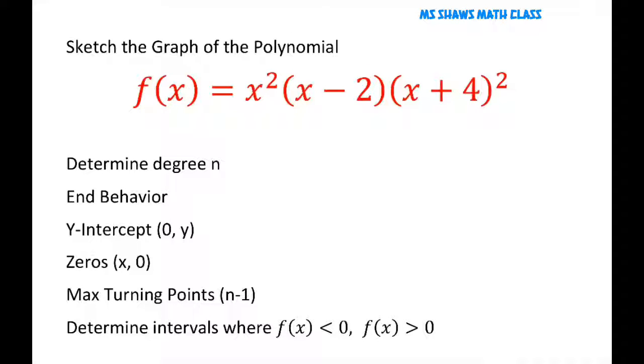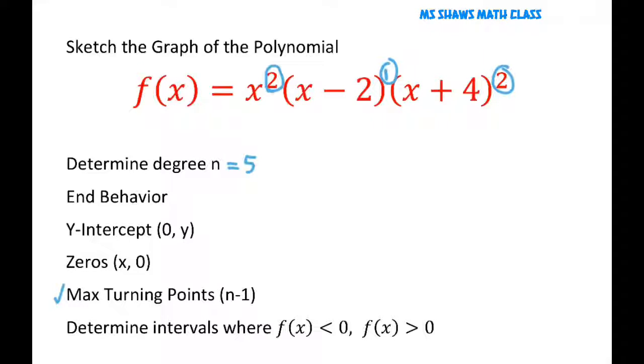Hi everyone, we're going to sketch the graph of this polynomial and we'll fill out this information first. So we have to determine the degree, and so I don't have to put this in standard form, all you do is add these up. So this is 2 plus 1 plus 2, so the degree, our n, equals 5.